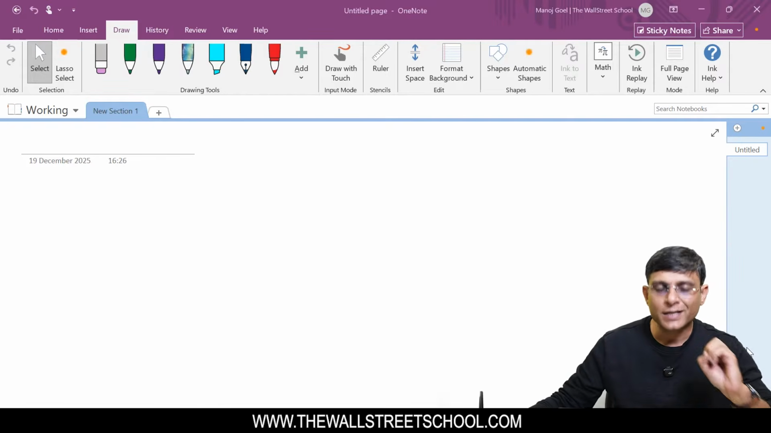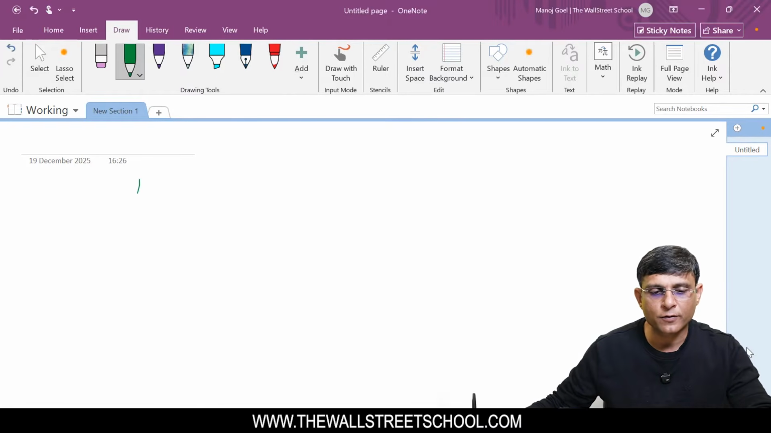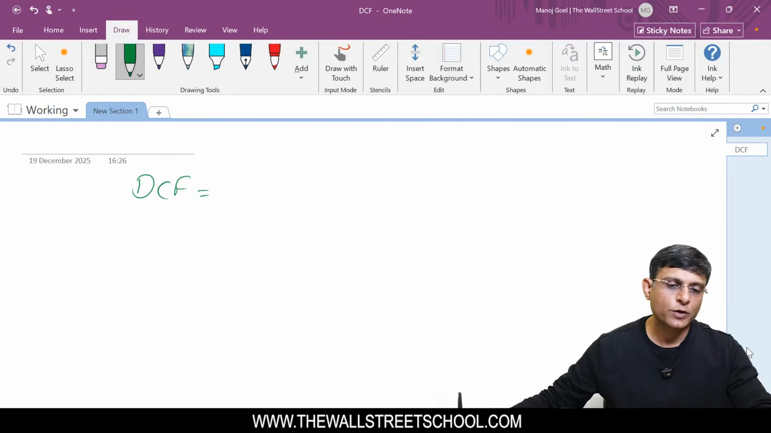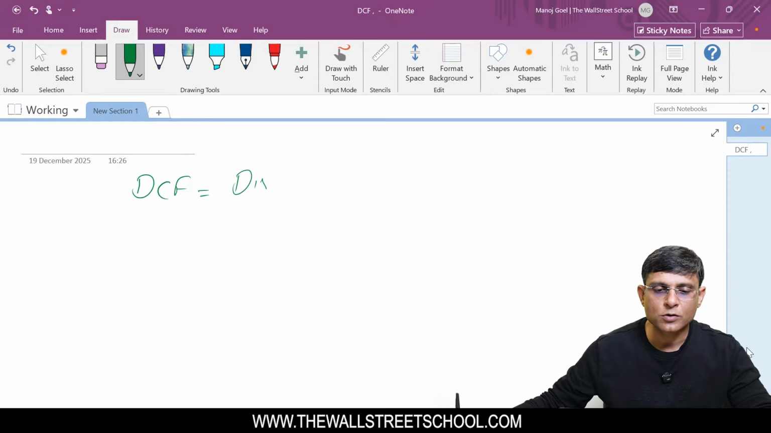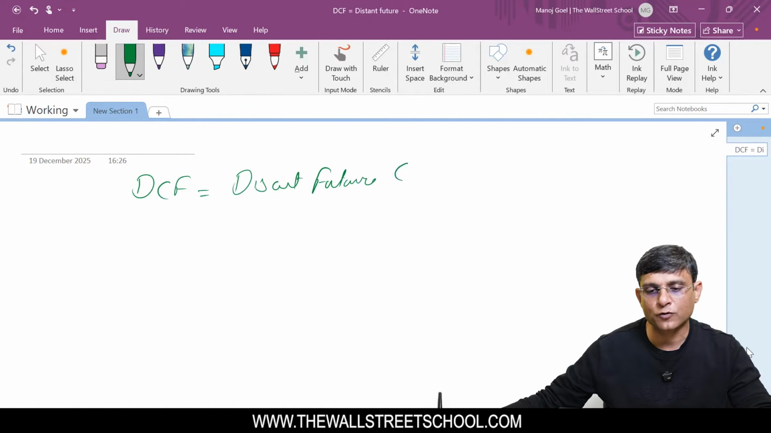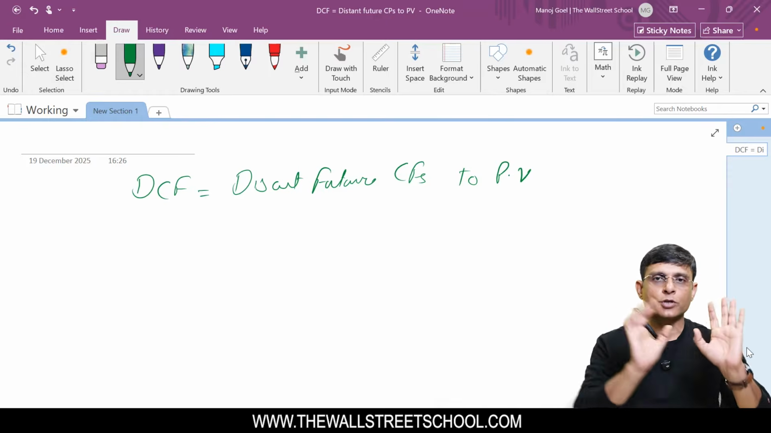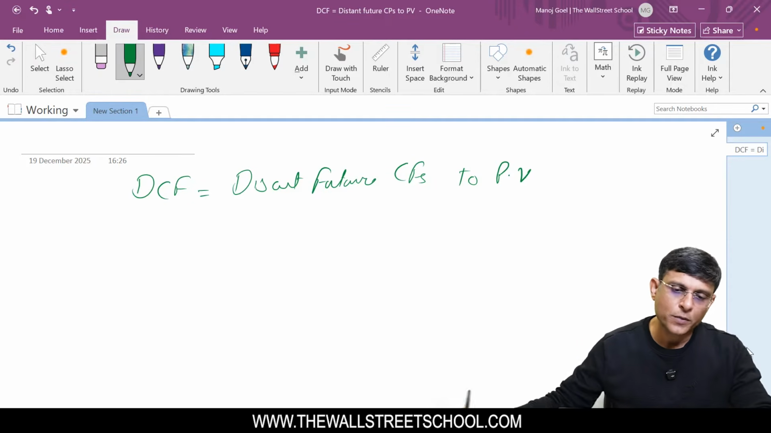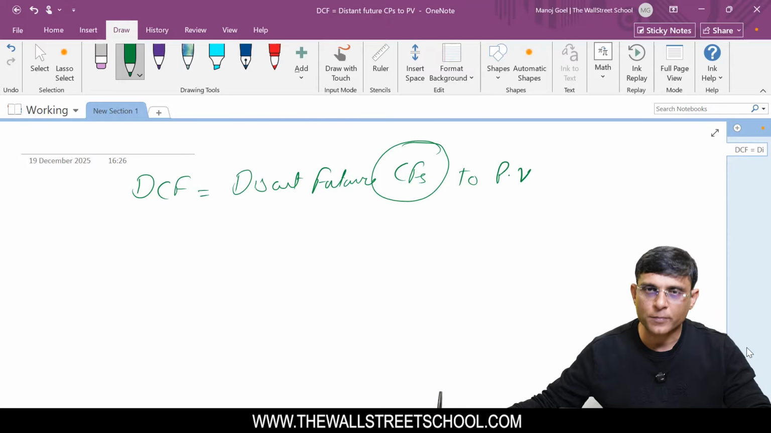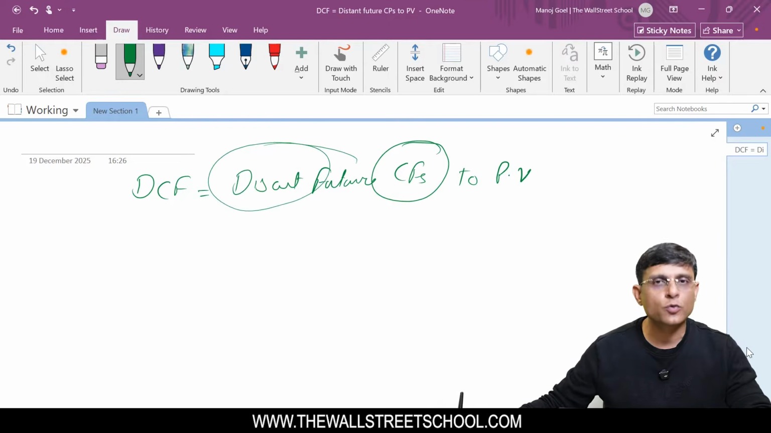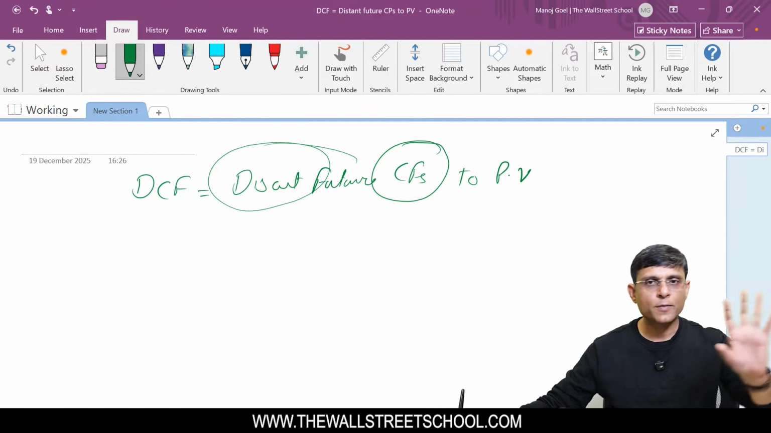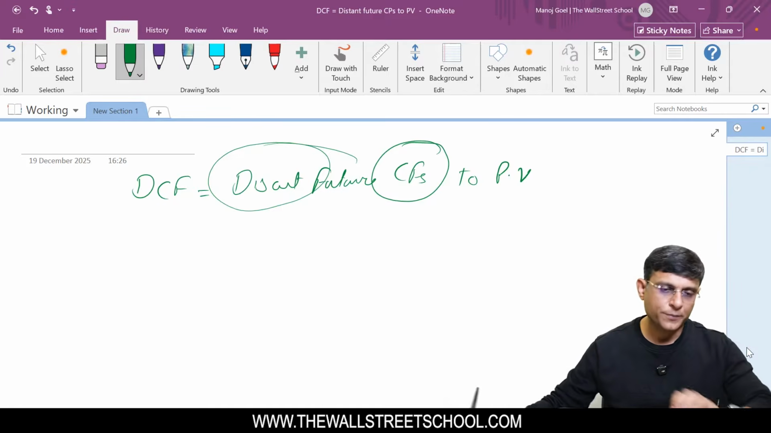Now, discounted cash flow, DCF. So what is DCF? Under this method of valuation, we discount future cash flows to present value. It's a simple process, discounting of future cash flows to the present value. Now, what cash flows are we talking about, and what discount rate are we going to use? We'll discuss these two concepts briefly here.